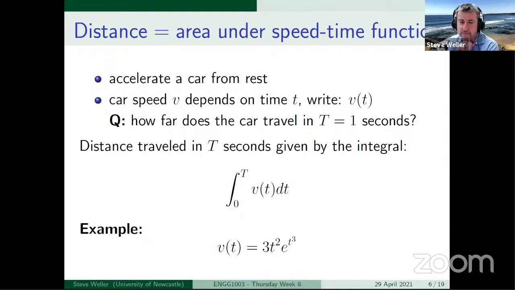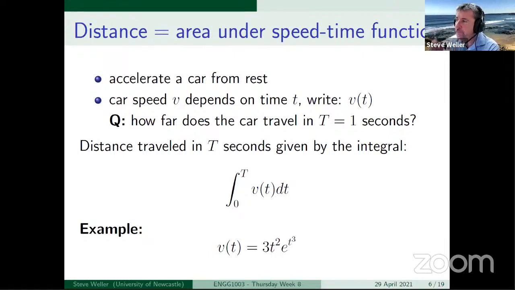The particular setting we're going to look at is that we accelerate a car from rest, and we drive it in a straight line. The car speed depends on the time t, so we write that as a function, v as a function of t. The question is, how far does the car travel in t seconds? For concreteness, we're going to look at the case t is equal to 1. Now, if you haven't seen the claim I'm making before, you'll have to take my word for it.